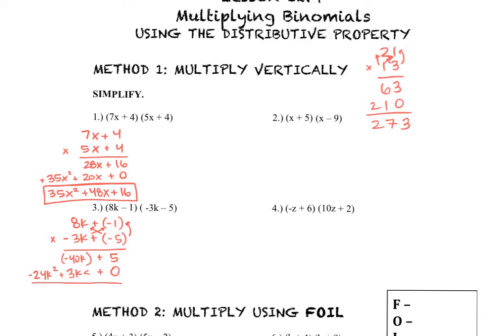Now I'm going to add these two together. I get -24k squared. Here I've got different signs, so I subtract, and it would stay negative since the 40 is negative and it's further from 0, and then plus 5. And that would be my answer there, -24k squared plus -37k plus 5. All right, so here's the first method, multiplying vertically. And again, the nice thing about this method is that it draws on a skill that you already know about multiplication. All right, let's move on to method 2.